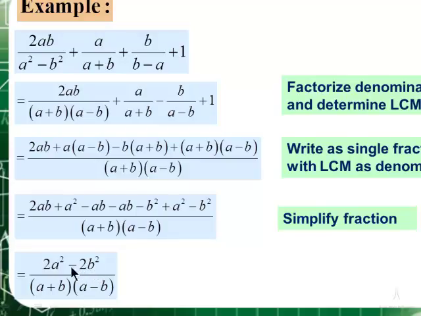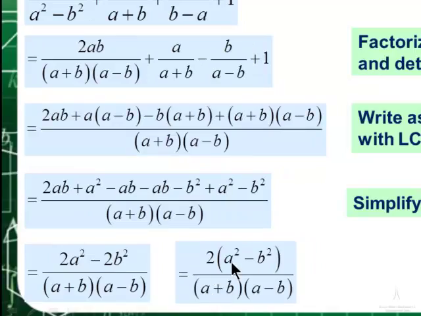Of course, the 2 can also be taken as a common factor, and we can in fact in this case also again factorize and simplify. So did you notice that a squared minus b squared is exactly the same as the denominator a plus b times a minus b? So we have cancellation above and below, and finally in its simplest form the sum of the terms that we started out with just becomes the number 2.